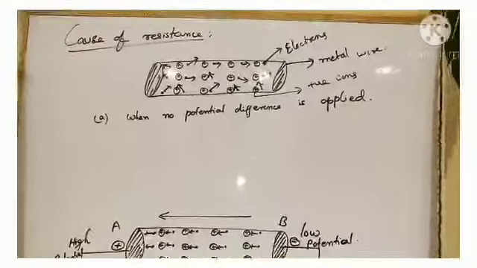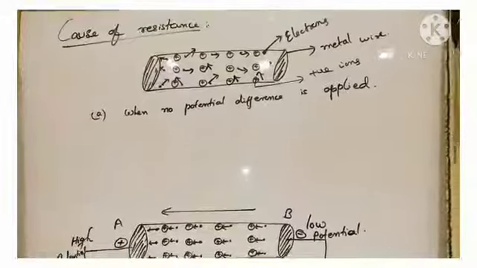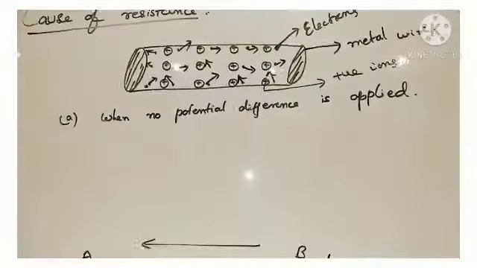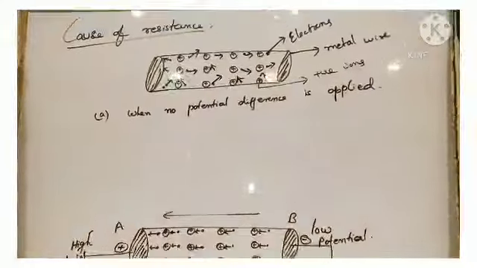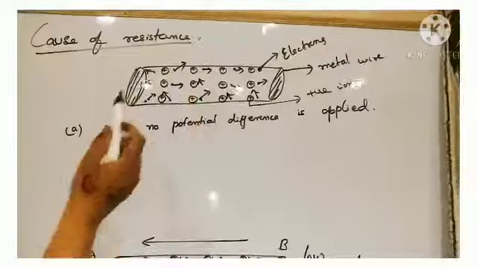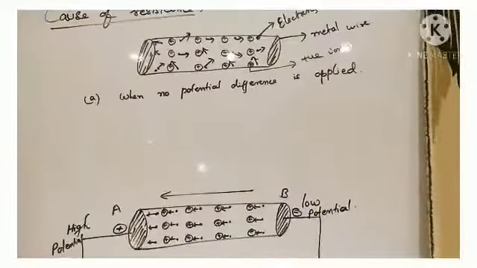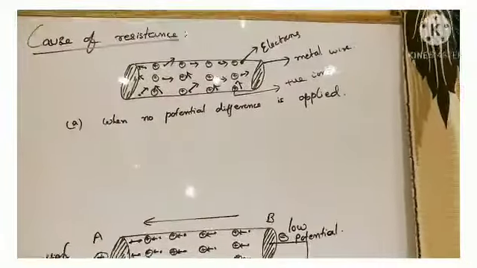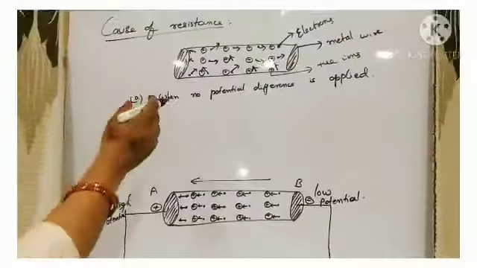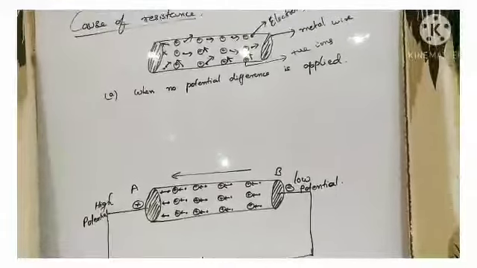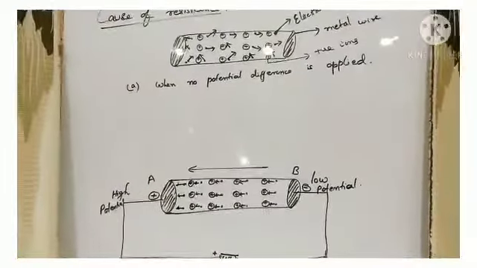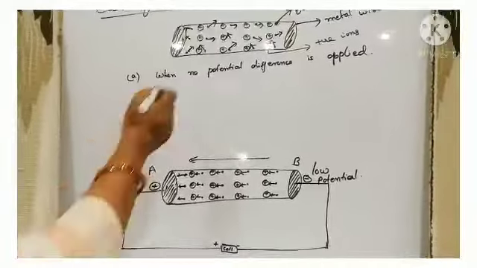Now, causes of resistance. For this, suppose we have taken a metal wire, which is a conductor. It contains an equal number of protons and electrons. Here, we are representing protons with the positive sign and electrons with the dot. When the wire is not connected to the battery, what happens? Because no potential difference is applied to the wire, the electrons move randomly in all directions. They are moving in zigzag directions.